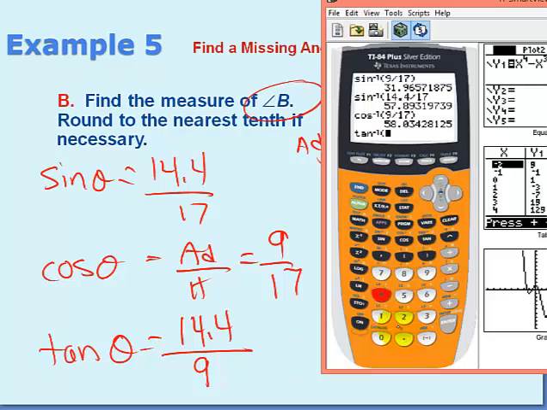And 14.4 divided by 9 is 57.9. So as you can see, they're all about 57.9, 58.0. So I would accept either. And again, that's just because that 14.4 must be a rounded number using the Pythagorean identity.